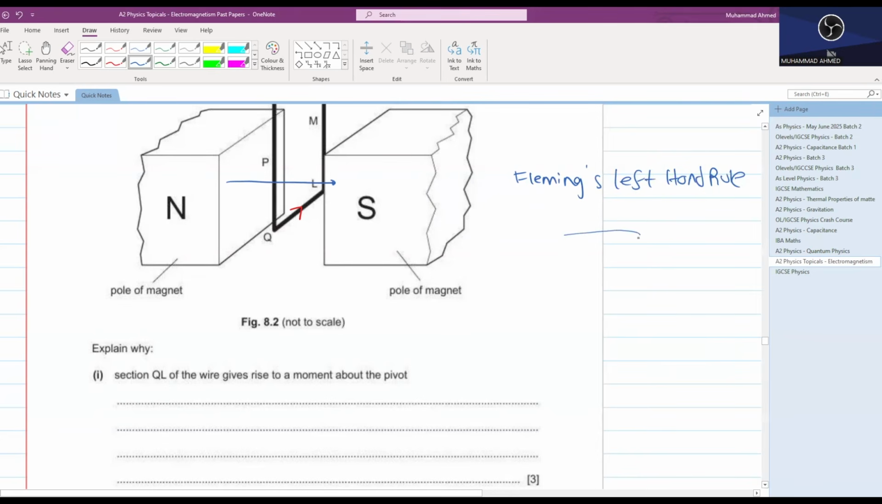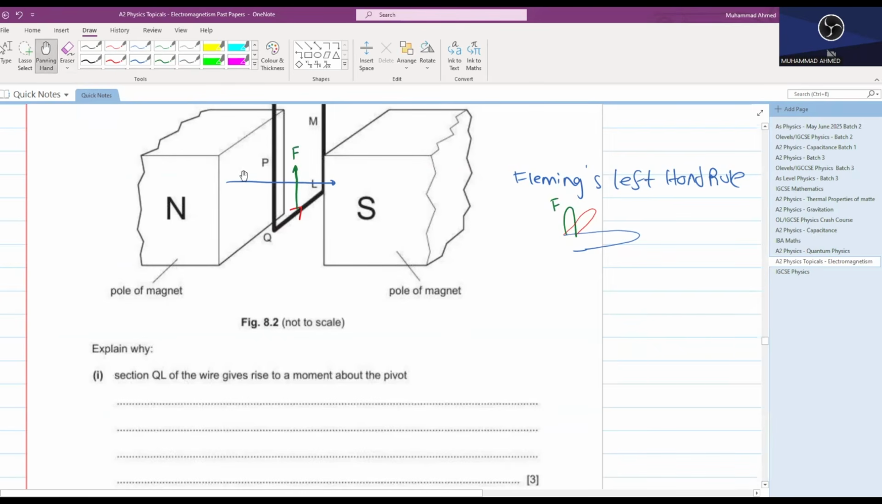Your magnetic field is like this. Your current is into the page. What will your force be like? Your force will be pointing upward. Let's mark that force in green. Something like this. Okay. You will have an upward force here like this.